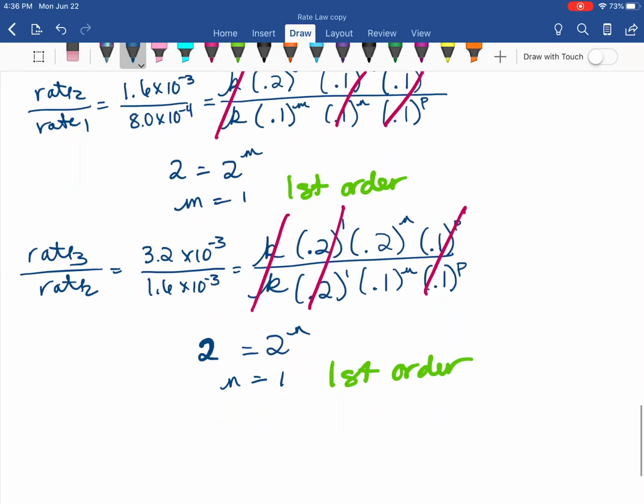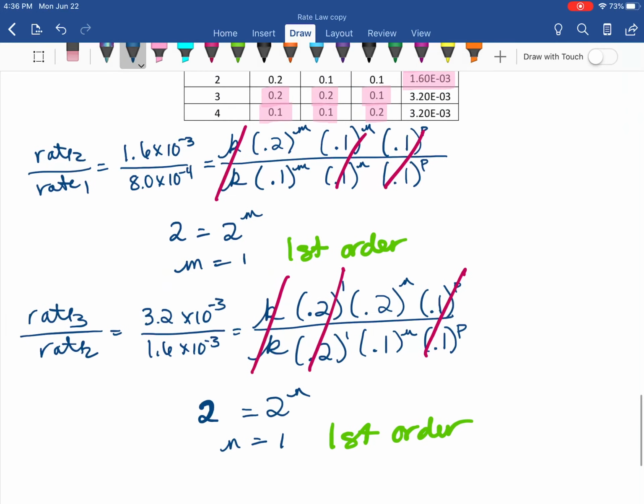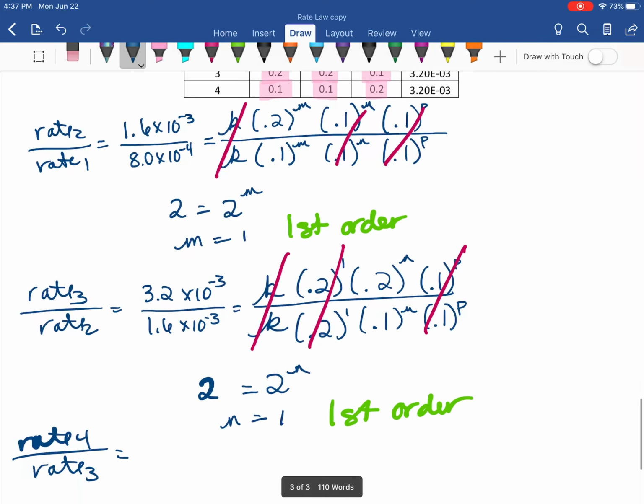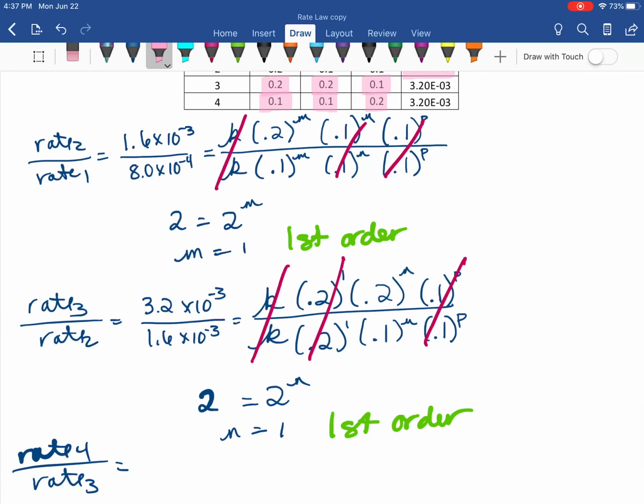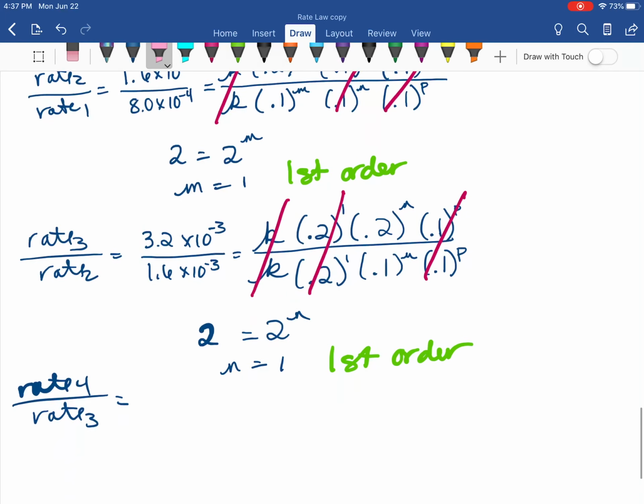So go ahead and grab your calculator. Let's try this one again. Let's compare rate 4 over rate 3, and let's plug in our exponents. Oh, look at that. Our rate stayed the same. So we've got the 3.2 times 10 to the negative third.